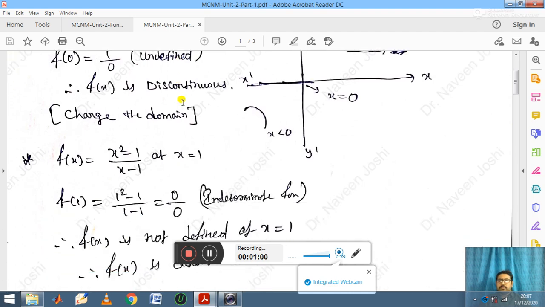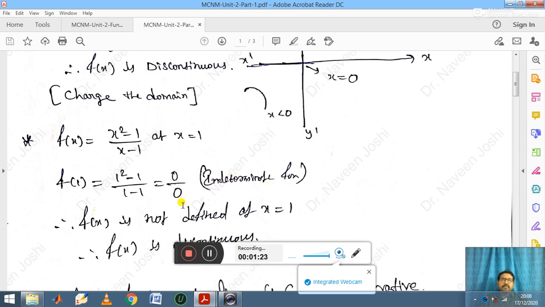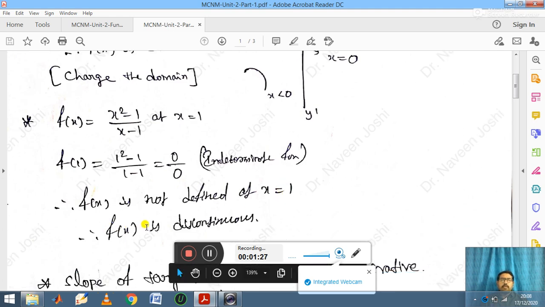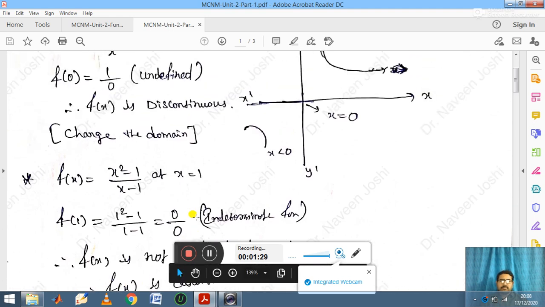Similarly, if you take one more example, f of x equals x square minus 1 divided by x minus 1, at the point x equals 1. If you put x equals 1 in the given function, you are getting 1 minus 1, that is 0 by 0. So it is also an indeterminate form, meaning f of x is not defined at x equals 1. Therefore f of x is a discontinuous function.